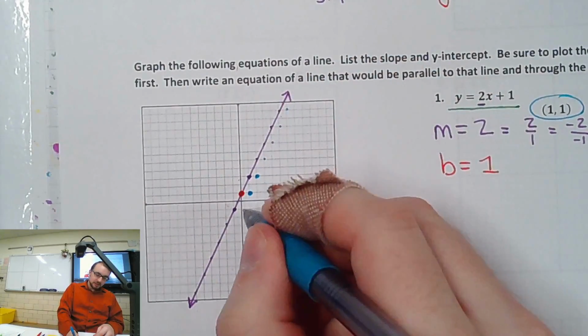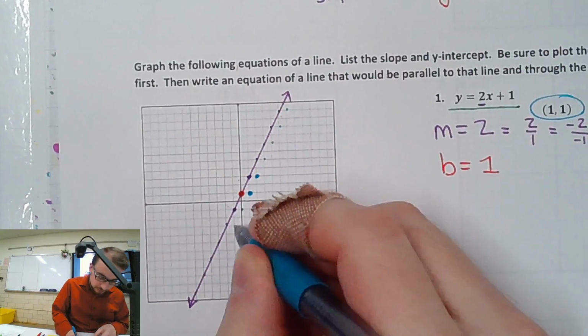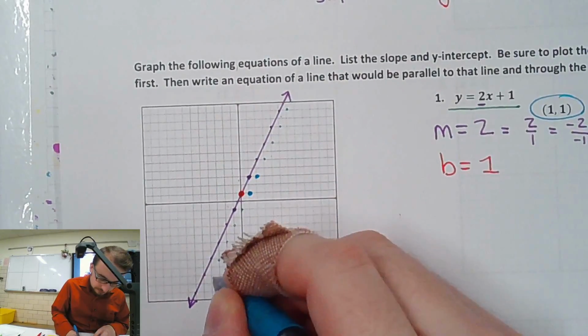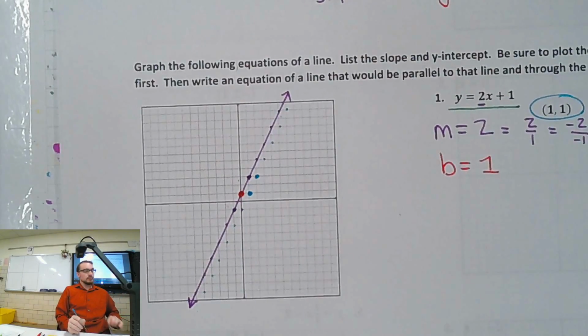Now it says not just to create it, but also to identify the equation for it. So we're going to talk about that in a second. Mr. Matt, can't you do this on your calculator? You can.